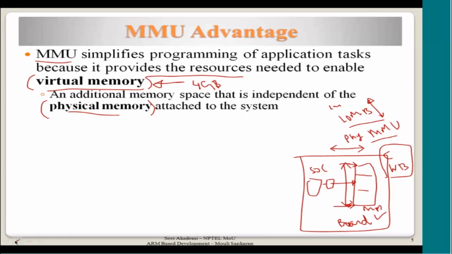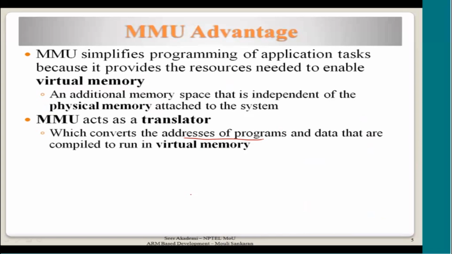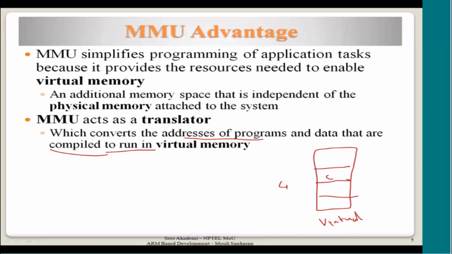So let us see now. The MMU acts as a translator which converts the addresses of the programs and data that are compiled to run in virtual memory. When I say it is compiled to run, the virtual memory is what the tools assume: the linker and loader assume some location in the virtual memory. Some code is residing at some starting address, say 40,000 hexadecimal. Data is maybe at 80,000 hex.